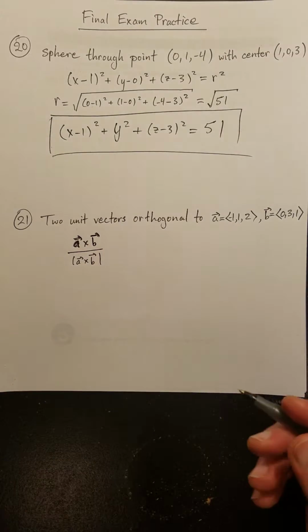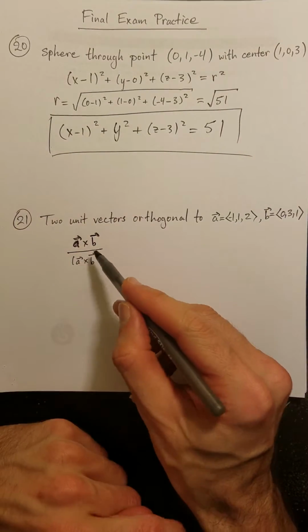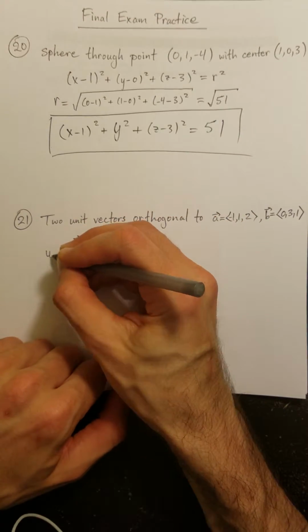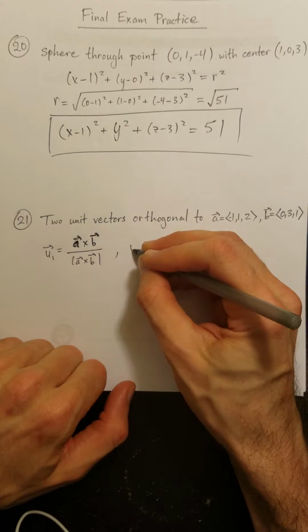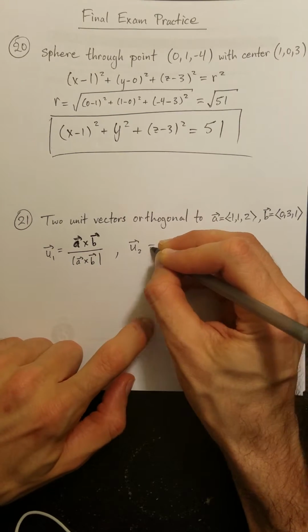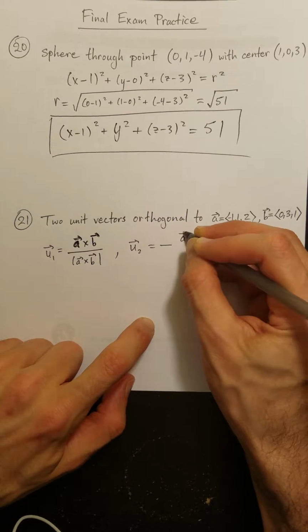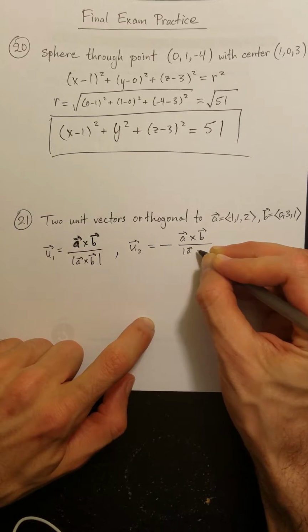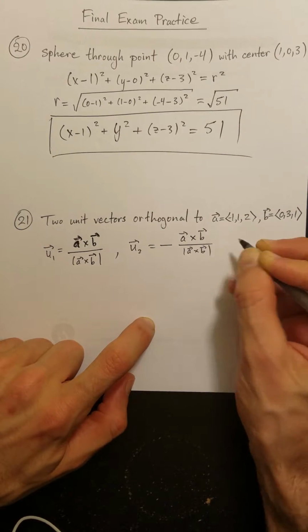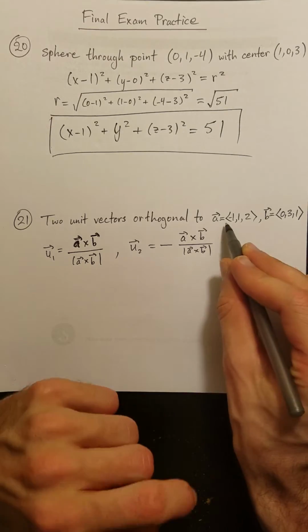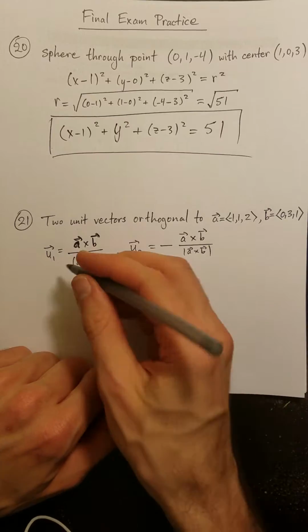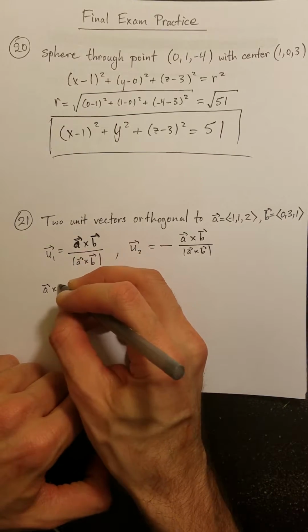And to find another unit vector, just notice we've taken this one in the positive a cross b direction. And so our first unit vector, I'll call this one u1. And our second unit vector will just be the negative of this vector. So just pointing in exactly the opposite direction, still a unit vector, and obviously then still orthogonal to both a and b. Okay, so first we need to compute a cross b.